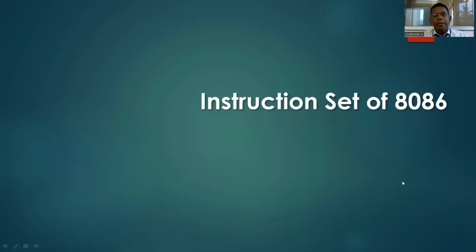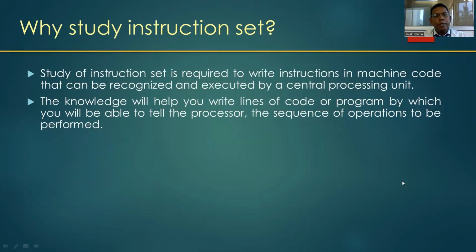Good morning. In this lecture, we will discuss the instruction set of 8086. Why do we study the instruction set? The study of the instruction set is required to write instructions in machine code that can be recognized and executed by a central processing unit. The knowledge will help you write lines of code or a program by which you tell the processor the sequence of operations to be performed. That's why we are studying the instruction set.